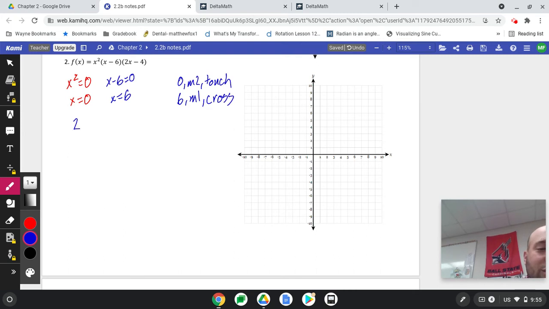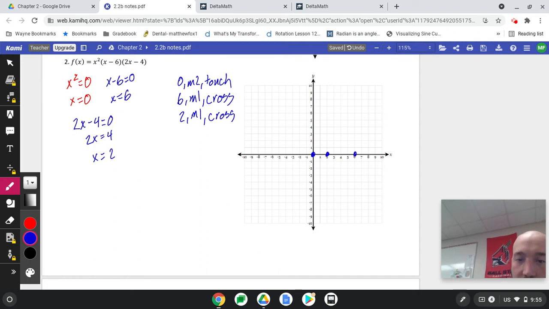And the final one, we haven't had one quite like this, but you guys know what to do. 2x minus 4 equals 0. We'll add 4, so 2x will equal 4, which means x will equal 2. So 2, multiplicity of 1 as well, which means it will cross. So 0, 2, and 6. Now, at this point, we've established that it will touch at 0, cross at both of these. Okay, we have it set up.